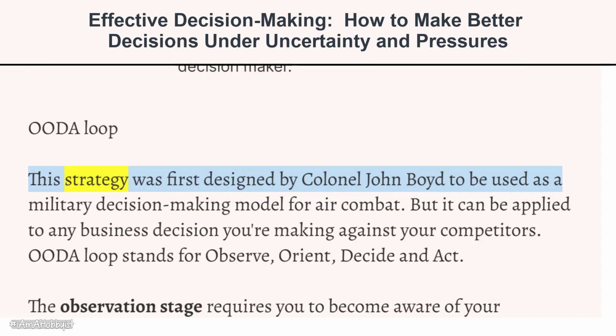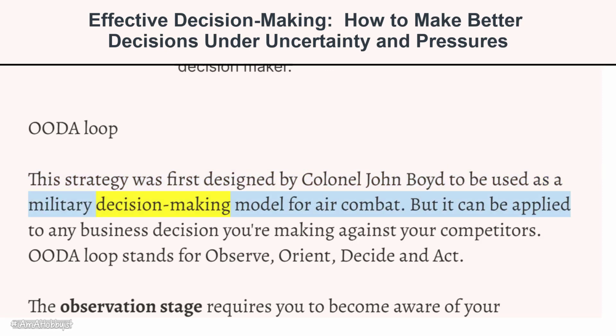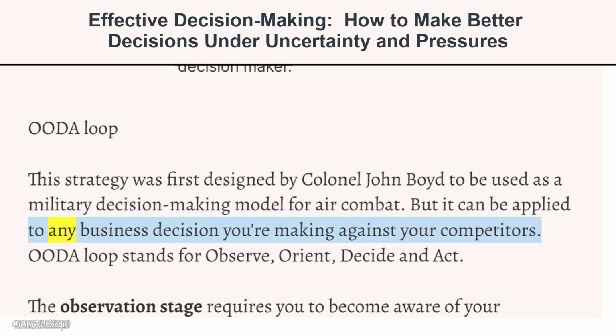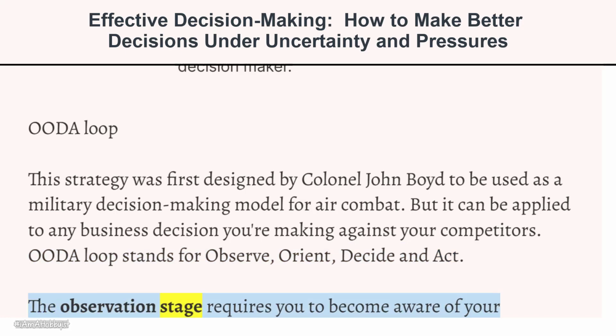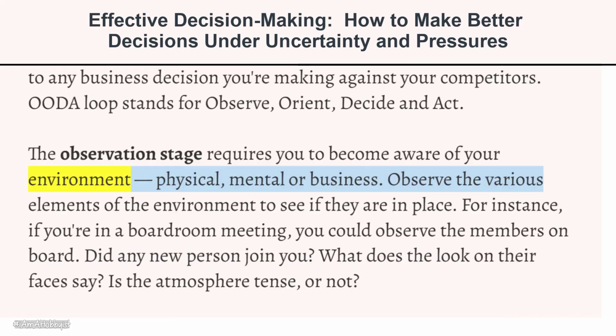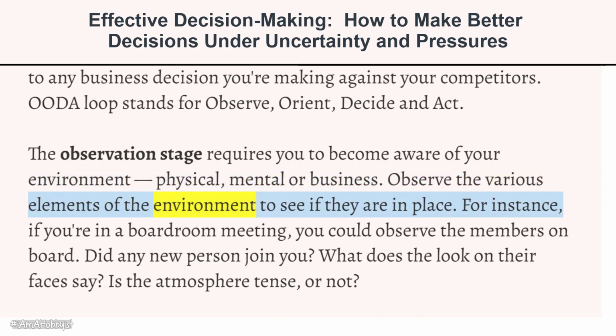OODA Loop. This strategy was first designed by Colonel John Boyd to be used as a military decision-making model for air combat. But it can be applied to any business decision you're making against your competitors. OODA Loop stands for Observe, Orient, Decide and Act. The observation stage requires you to become aware of your environment, physical, mental or business. Observe the various elements of the environment to see if they are in place.